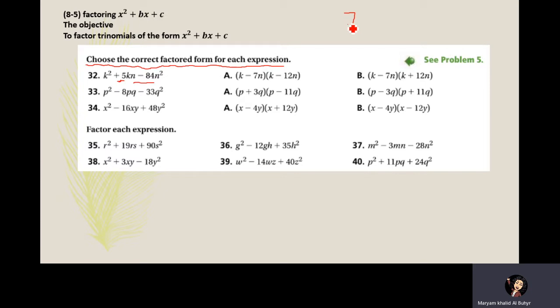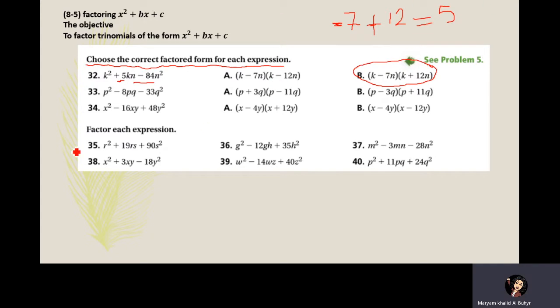What sign will give me, when I have these two numbers, 7 and 12, a result of 5? How can I get 5? If I subtract them. But where should I put the negative sign? I should put the negative sign with the 7. Why? I should make the 12 positive, because 5 is positive. So once I subtract these, I will take the larger sign, and the larger is 12. So I must choose this one. So B is the correct answer.